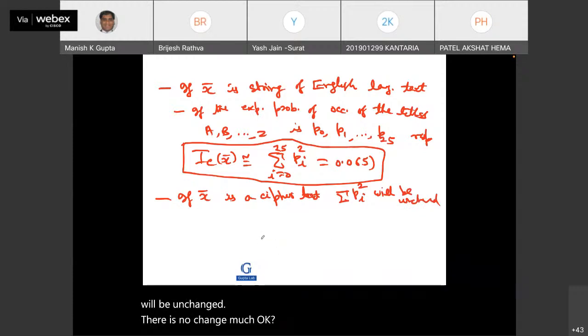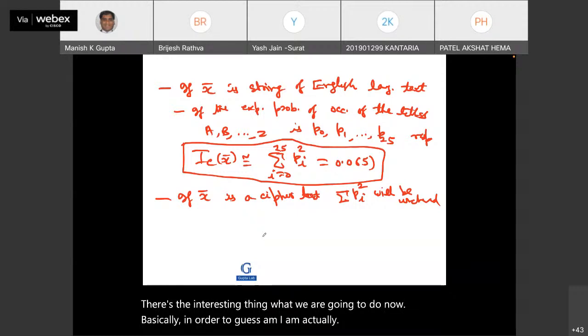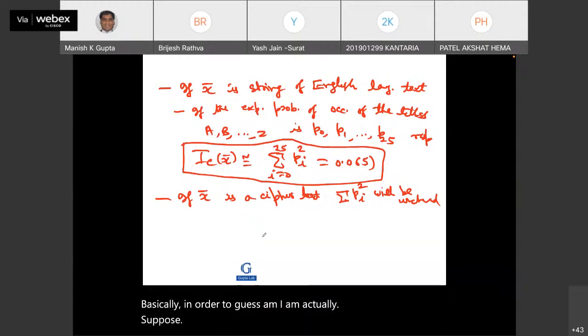Now there is an interesting thing. What we are going to do now, basically, in order to guess m, I need more space here.